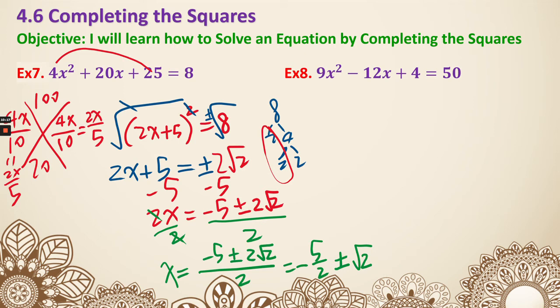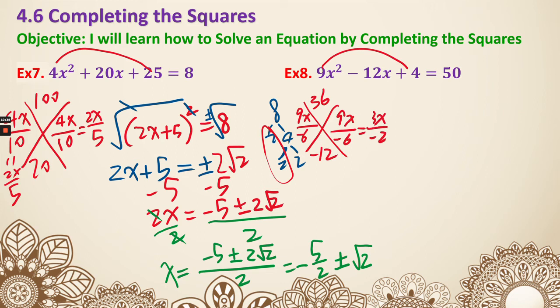That's example 7. Example 8. We're going to do our cross method. So it's going to be 9 times 4, 36, on the top, negative 12 on the bottom. And then the combination we need is negative 6 and negative 6. 9x on the top can be simplified to be 3x over negative 2.